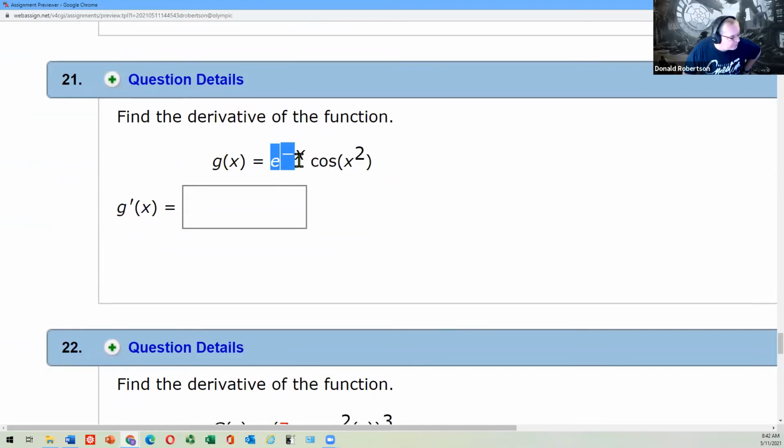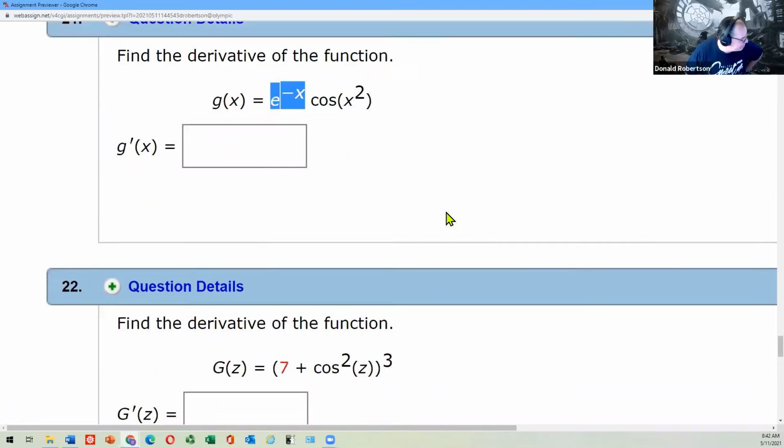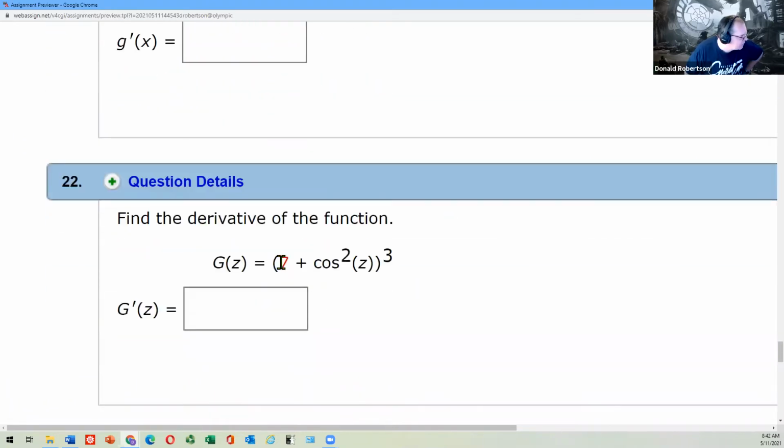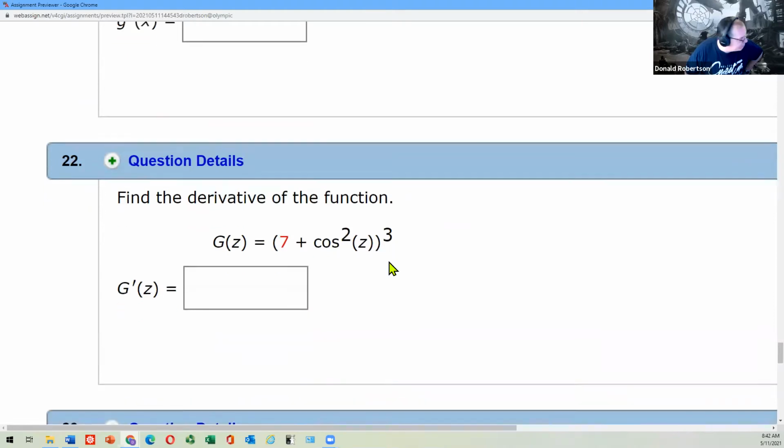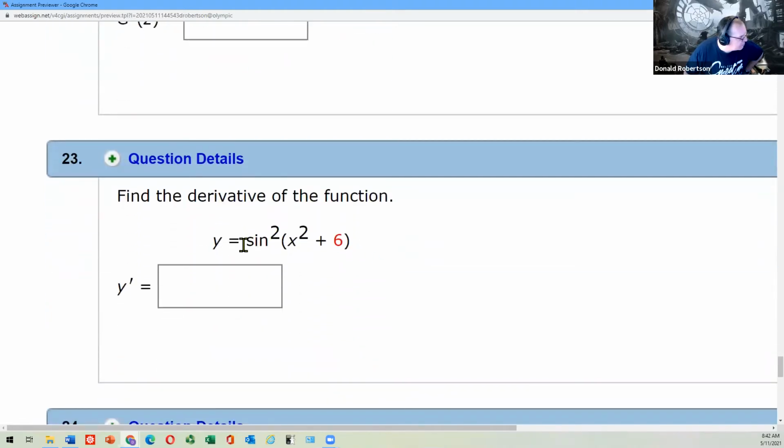Do you know the derivative of e to the -x isn't just e to the -x? It's e to the -x times -1. Right, because the derivative of -x is -1. That's a something cubed. That's actually a Russian doll question because you're going to have to differentiate 7 plus cos squared, and cos squared is itself a chain rule. How would you write that guy, 23, so that you could differentiate it?